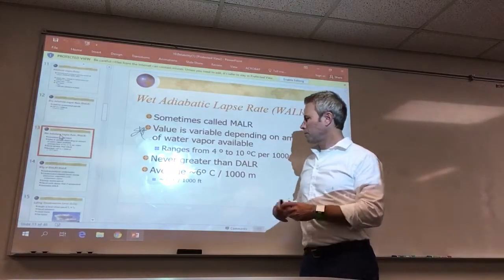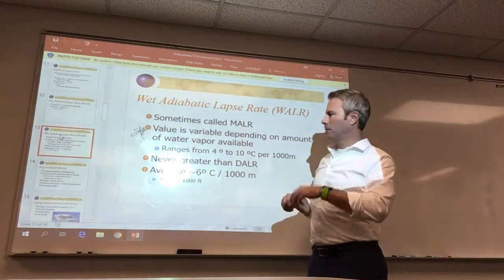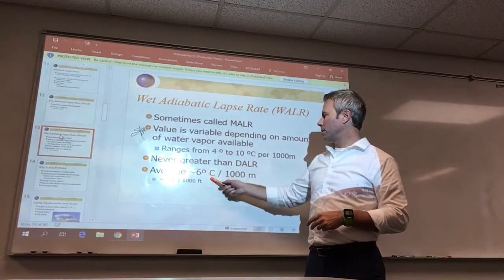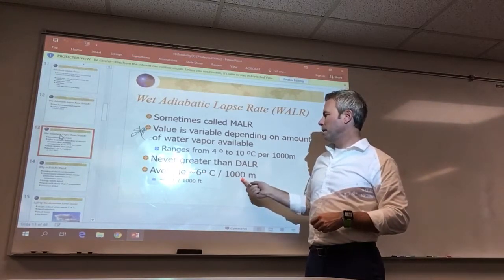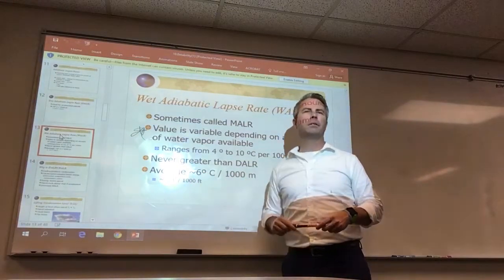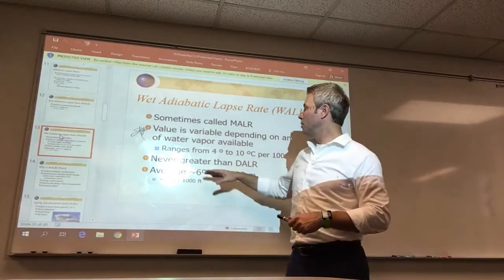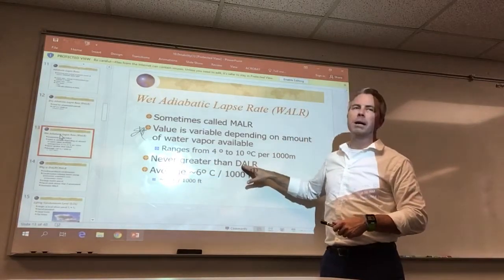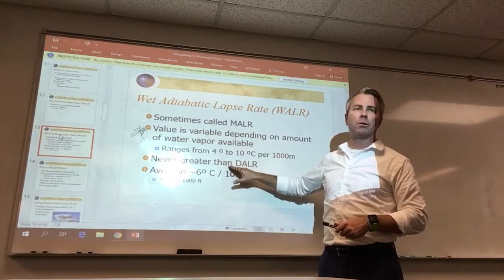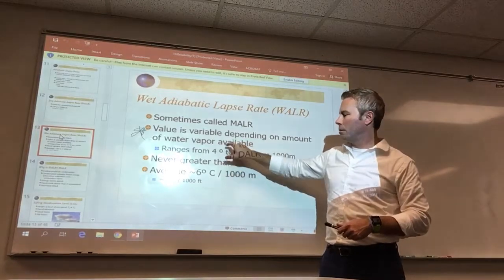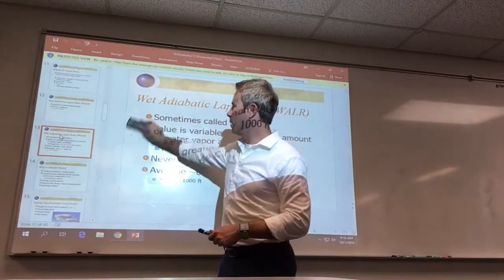So on average, our lapse rate is right about 6 degrees Celsius per 1,000 meters, or about 3 degrees Fahrenheit per 1,000 feet. Okay? So clearly you notice that it's lower than the dry adiabatic lapse rate. And it'll never be greater. It'll always be less because we have that water vapor in there.